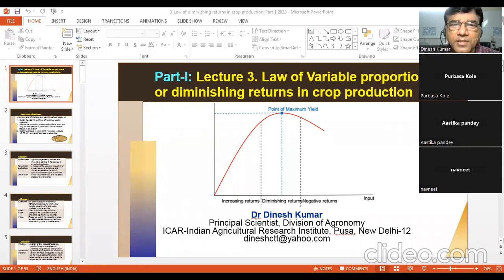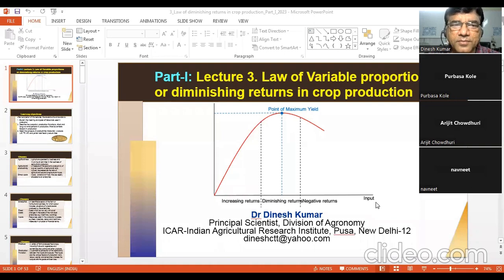So as a general public, what do you understand by law of variable proportion or diminishing return in crop production? Anybody can give a comment. What is law of diminishing return? Everybody must be knowing about it. Yeah, any student can come and tell me what is law of diminishing return. What does it mean? Or law of variable proportion, how are they different?